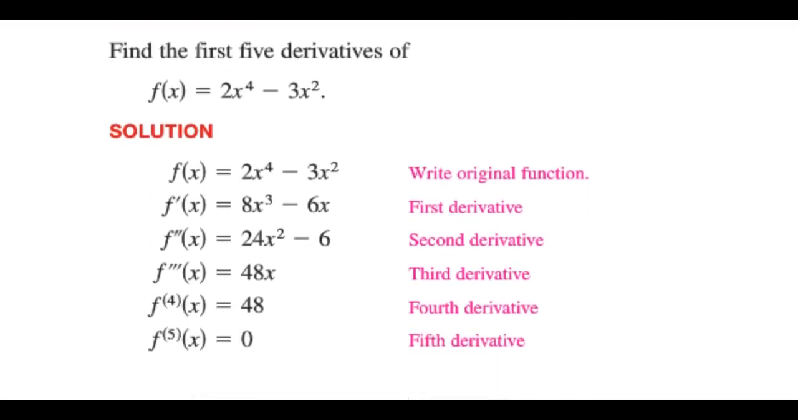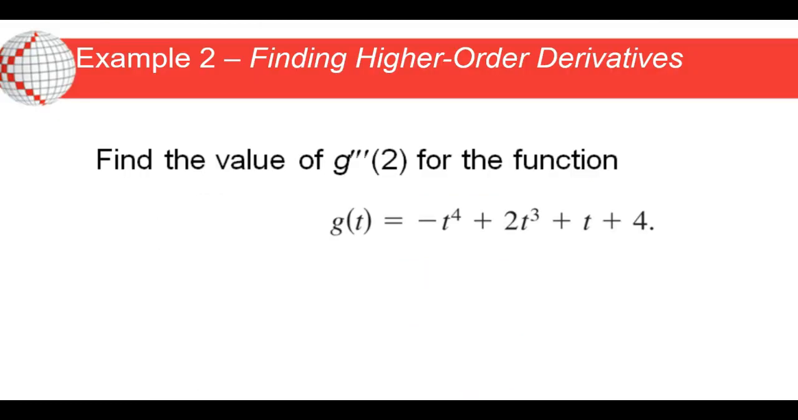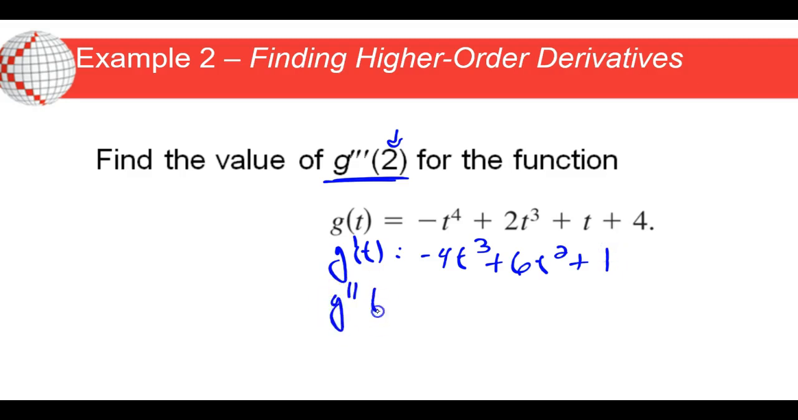And here are some worked out solutions, which you're welcome. I would encourage you again to go to Blackboard, print off the worksheet that I posted there so you can follow along. This says find the third derivative and then evaluate it at 2. So here comes the first derivative: negative 4t cubed plus 6t squared plus 1. The second derivative, the derivative of the derivative.